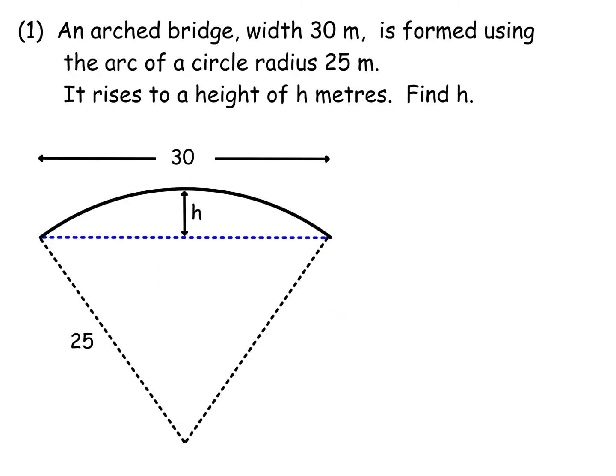So here's an example. The idea is this is an arched bridge, and it's an arc of a circle. So it's formed using the arc of a circle, and the radius of the circle is 25 metres. So that's the 25 here. And the span of the bridge, that's its width, is 30 metres. That's the blue line here. And it wants the height of the bridge, this part.